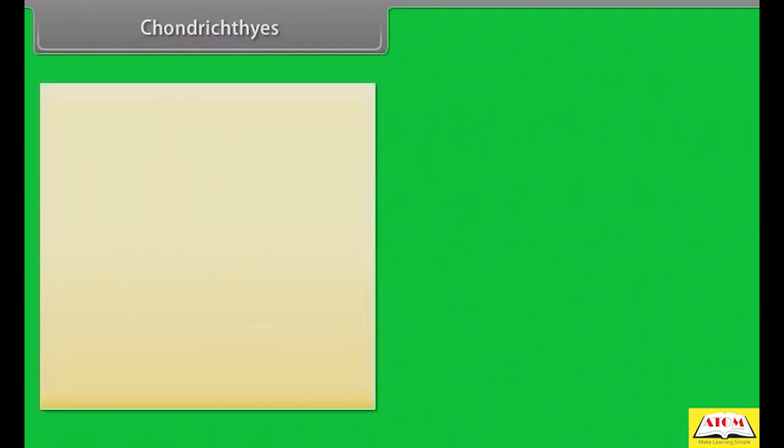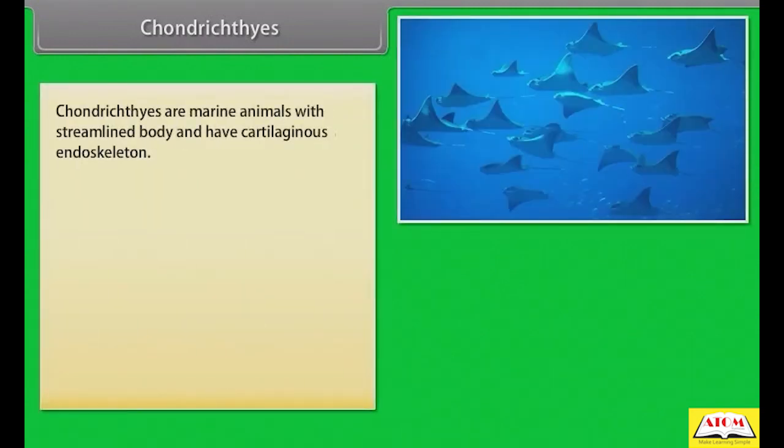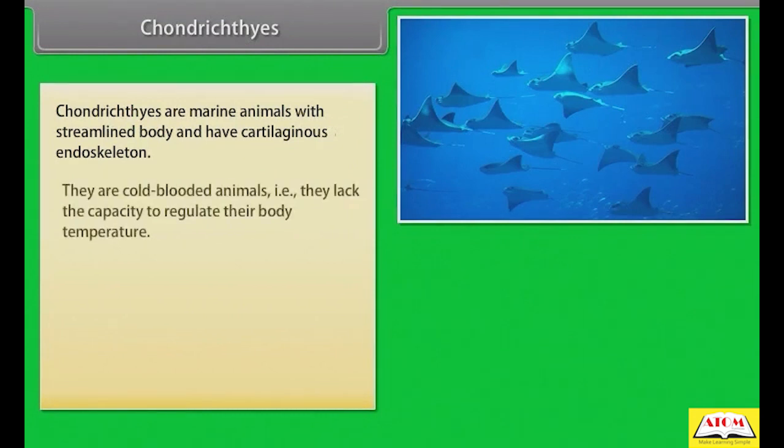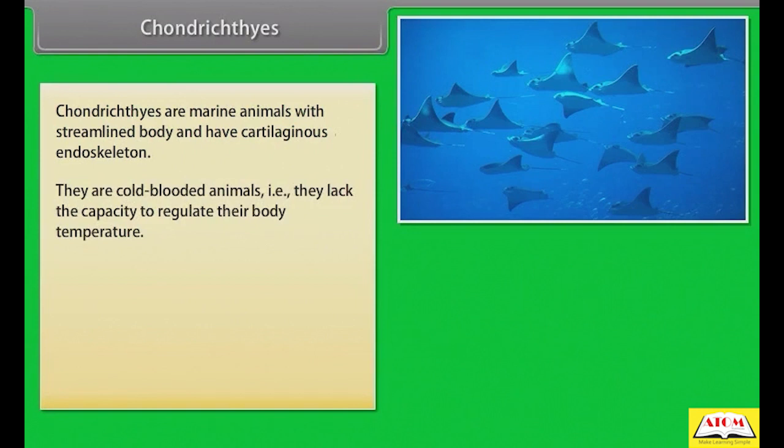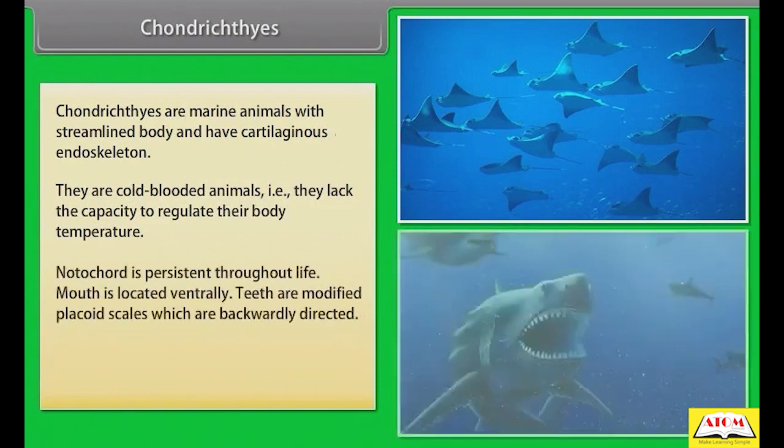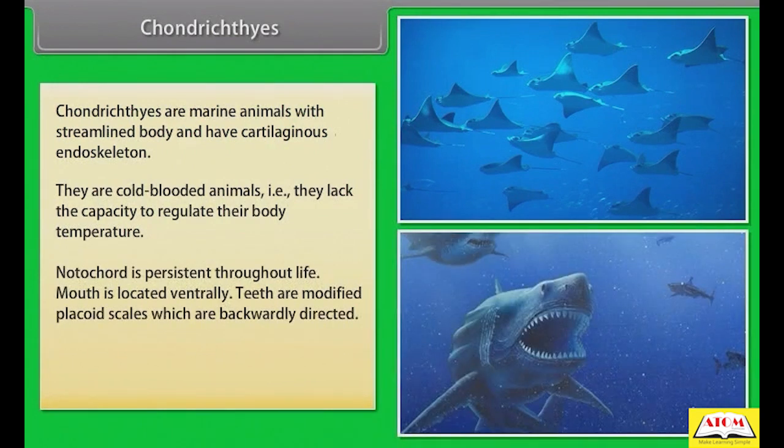Chondrichthyes. Chondrichthyes are marine animals with a streamlined body and have a cartilaginous endoskeleton. They are cold-blooded animals, that is, they lack the capacity to regulate their body temperature. Notochord is persistent throughout life. Mouth is located ventrally. Teeth are modified placoid scales, which are backwardly directed. Their jaws are very powerful.